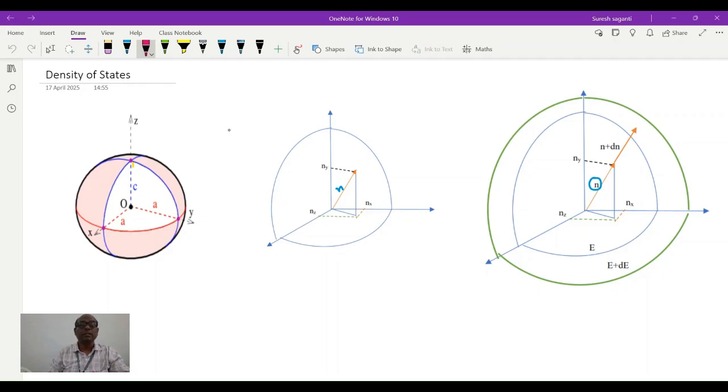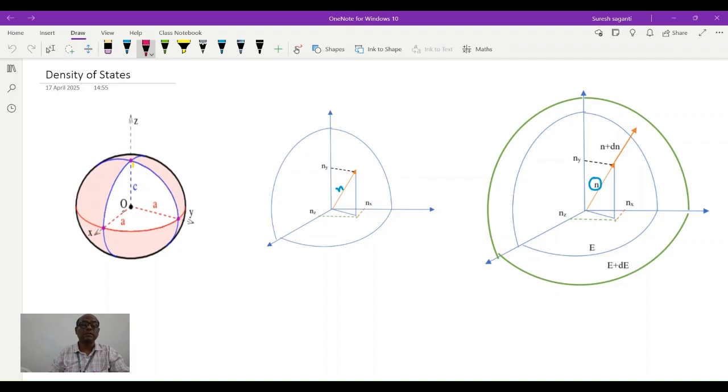Density of states. The number of states available for the electrons to occupy in allowed state is called density of states. Or else, number of allowed states per unit volume can be called as density of states. Let us consider an atom.